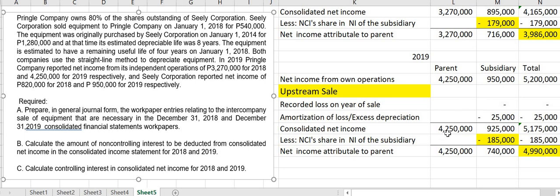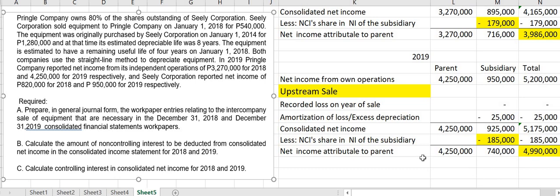So the adjusted net income of the parent is 4,250,000. Then the adjusted net income of the subsidiary is actually 925,000. So we have consolidated net income of 5,175,000. The non-controlling interest or the NCI share in the net income of the subsidiary is actually 185,000. That's actually 925,000 times 20%. So we do have net income attributable to parent amounting to 4,990,000. That's actually consolidated net income of 5,175,000 less the NCI share in the net income of the subsidiary, which is 185,000.